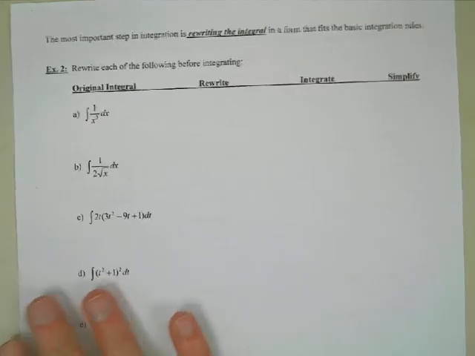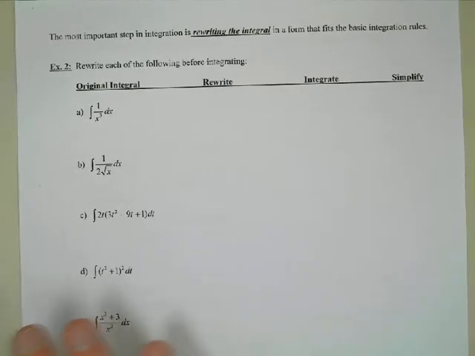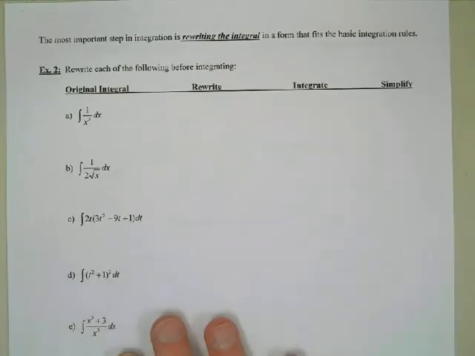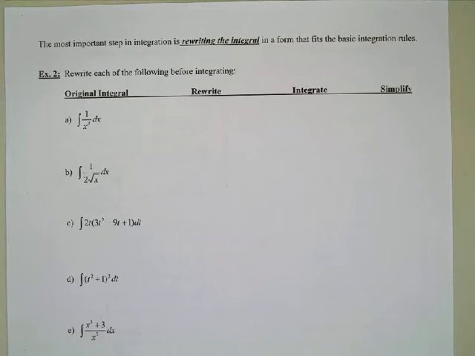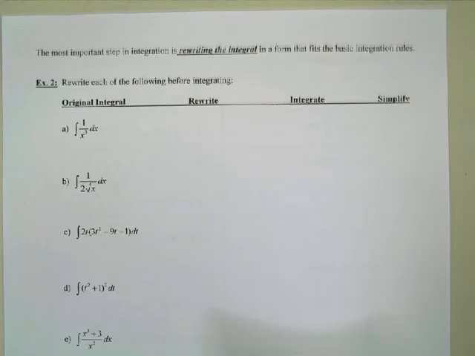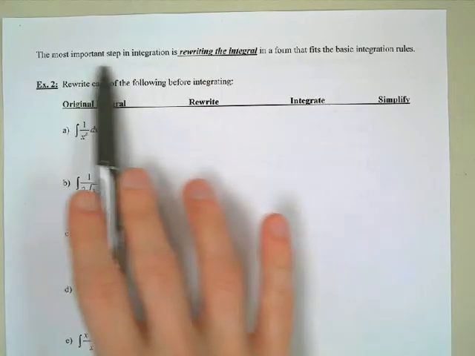All right, so just like when we first started derivatives, we had a very limited set of rules and things that we could use to take those derivatives. Remember, we had to really rewrite things before we could take the derivative. In a similar fashion, right now we have to be able to rewrite things in a form that we know so that we can then take the integral of it. So, for example, and this is very important, the most important step in integration is rewriting the integral in a form that fits the basic integration rules that we know.